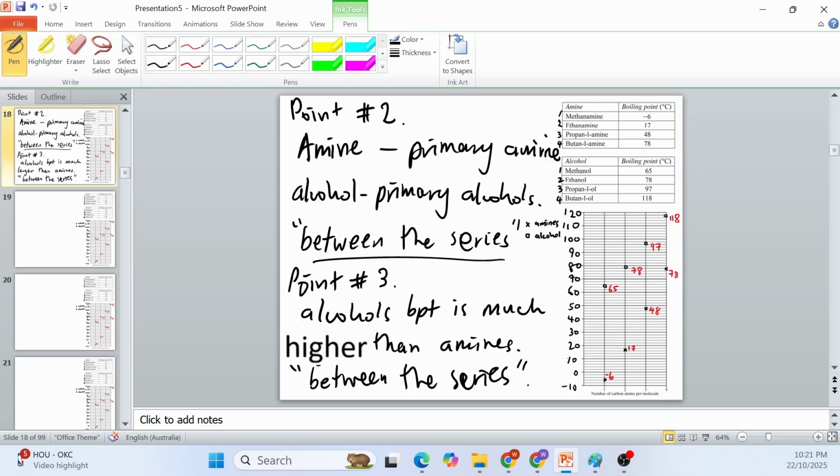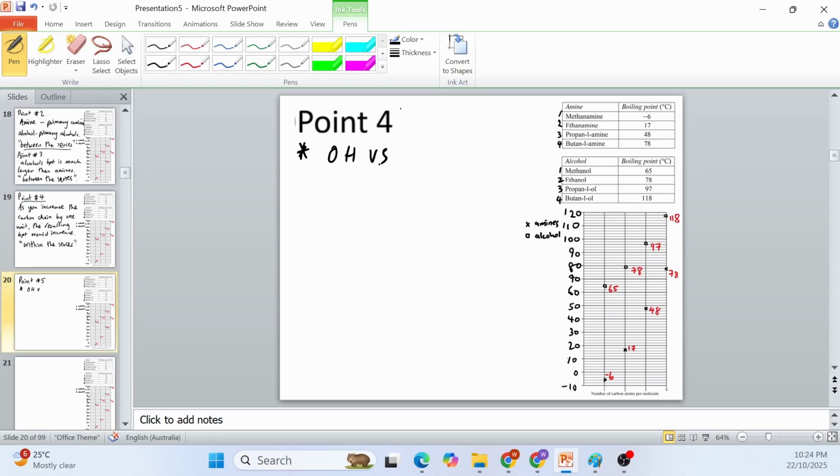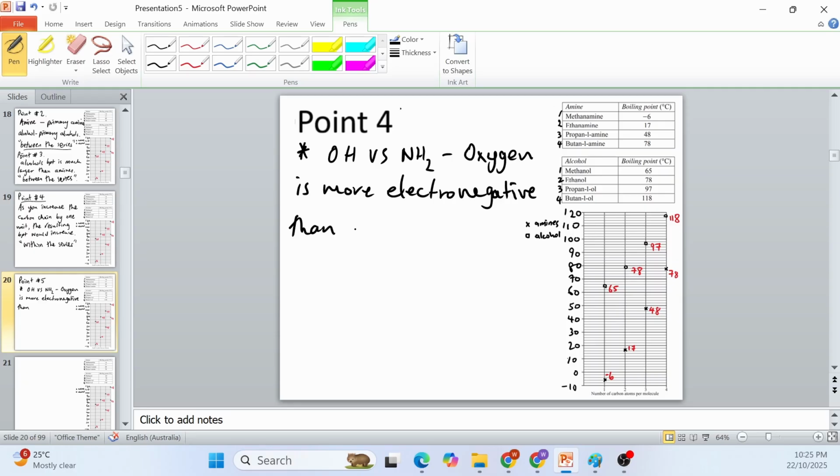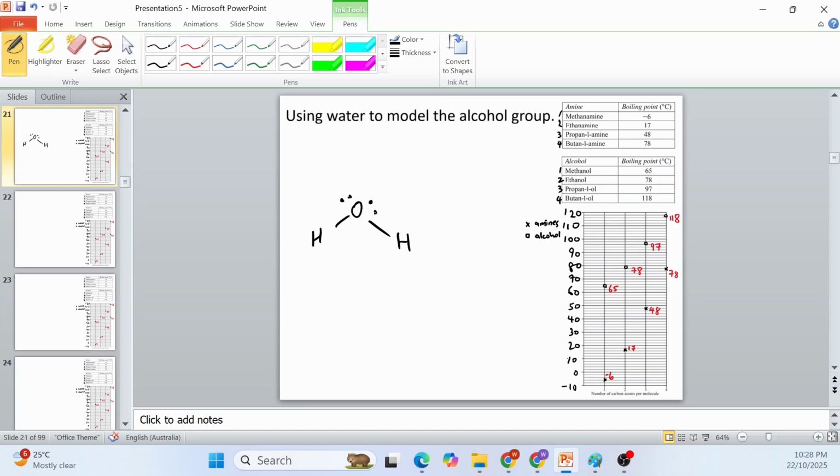Now we have to consider why that is the case. Point number 4, oxygen versus nitrogen. Oxygen is more electronegative than nitrogen. If we look at the lone pairs between alcohols and amines, this is what we see. In alcohol, there are 2 lone pairs. In amine, there is 1 lone pair. We are looking specifically at the interaction with the adjacent water molecule.